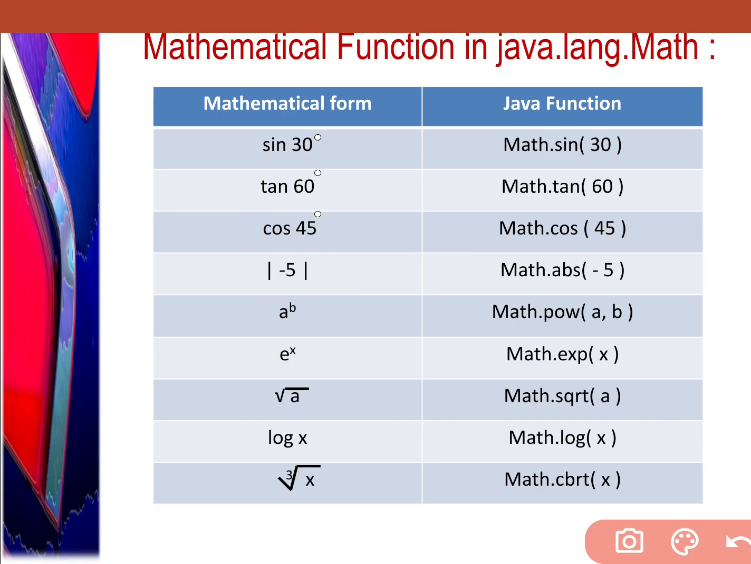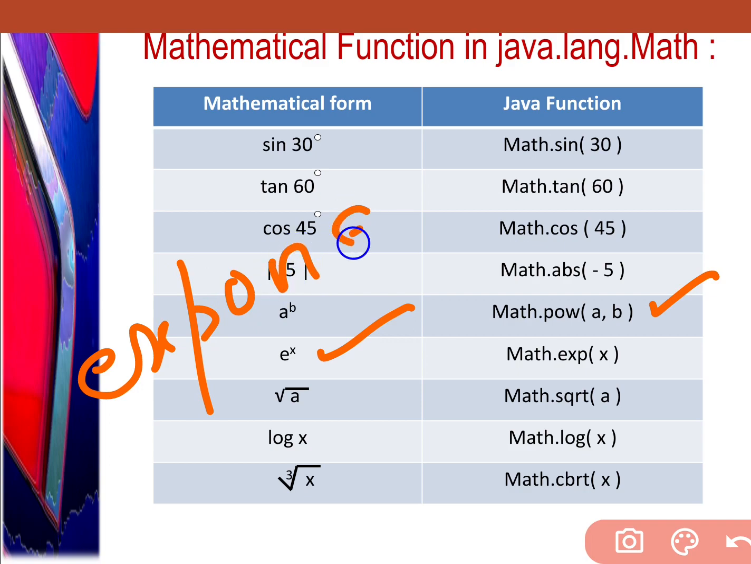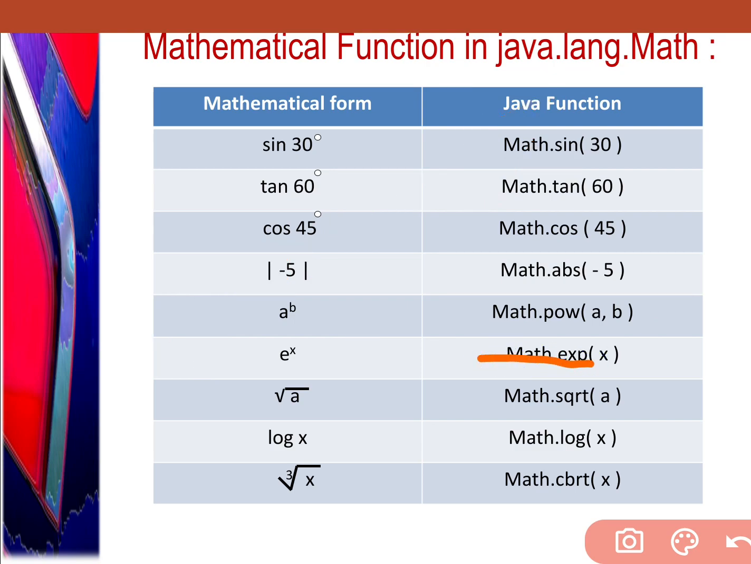And then see, a to the power b. A to the power b in a Java expression we have to write in this way: Math.pow(a, b). E to the power x is the exponent, and we have to write it in this way: Math.exp(x). Exp indicates e, and bracket x indicates e to the power x.